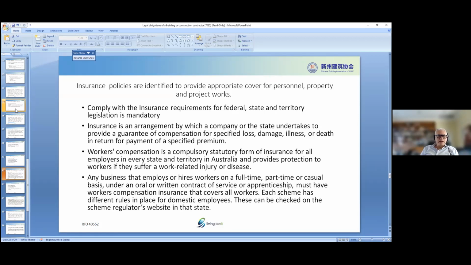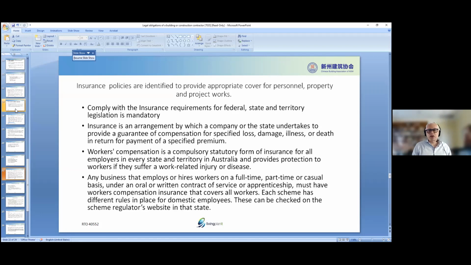So this implies any work, it doesn't matter whether it's full-time, part-time, casual. The moment somebody's doing work on your site, on your project, they need to be insured. Okay, and there are different rates. Insurance companies work on risk, so there are different rates.